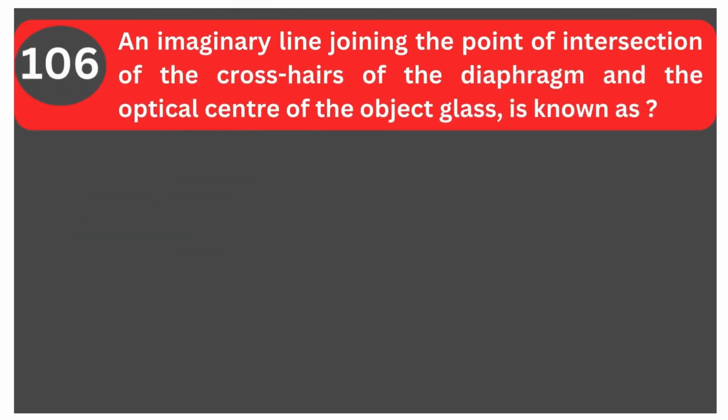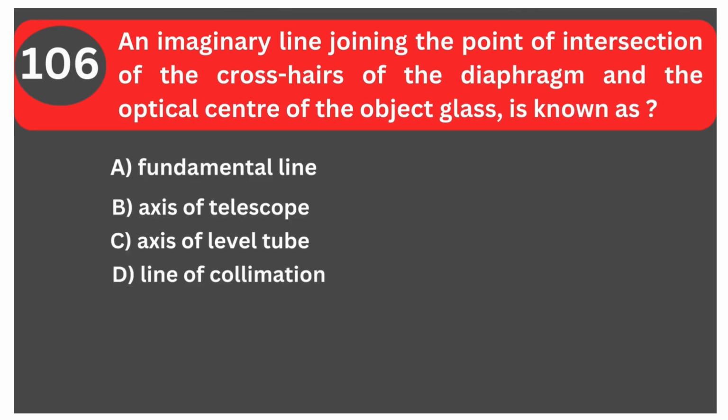An imaginary line joining the point of intersection of the crosshairs of the diaphragm and the optical center of the object glass is known as. Options: A. Fundamental line, B. Axis of telescope, C. Axis of level tube, D. Line of collimation. Answer D. Line of collimation.